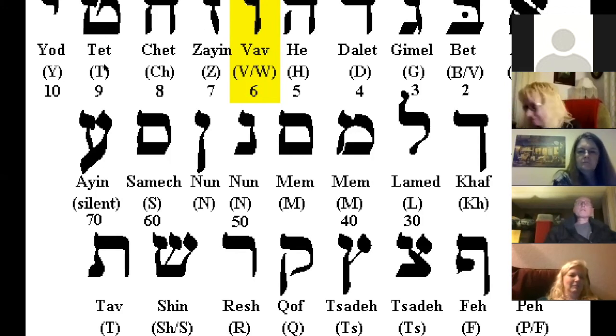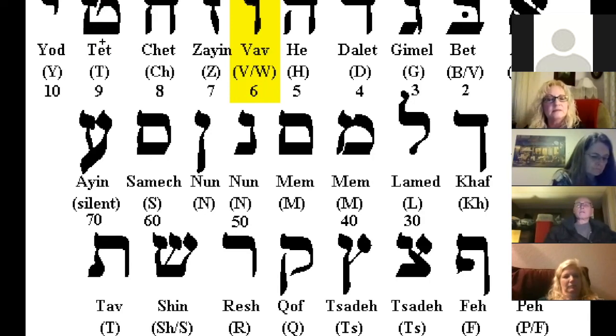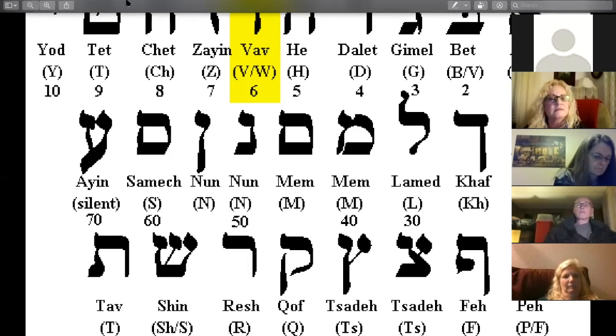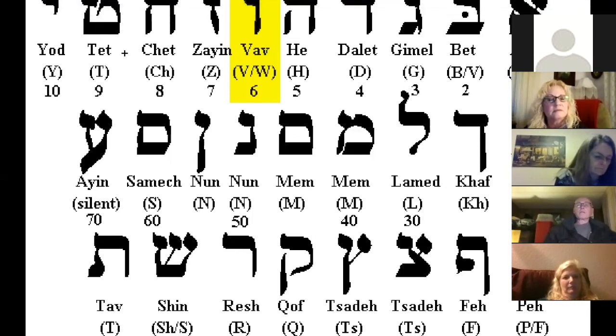So tet takes on the t sound. It's round. See all this here? The way it goes round. Snake in the basket. So it's a t sound. Let's say if I were to put a kamatz under this, what would the sound be? Come on. Kamatz. Ta, ta. That's it.